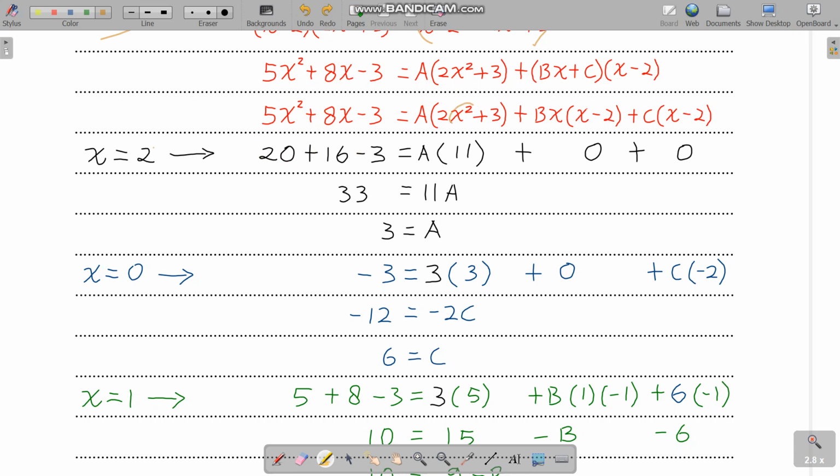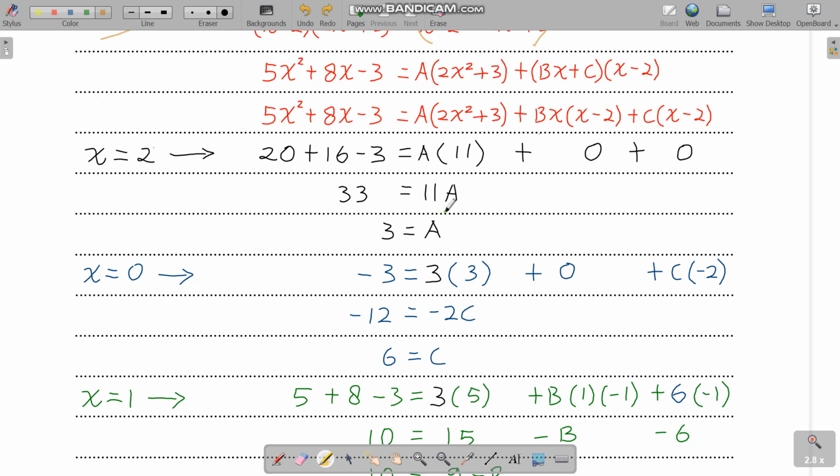Here we replace the x with 2, and we have 2 squared times 2 plus 3, which is 11. And here if we plug in 2, 2 minus 2 is 0, so this term goes to 0, this term goes to 0. That's why we choose 2, because it makes terms go to 0, which means we can find a directly. So this is actually 33 divided by 11, and we get the value of a.